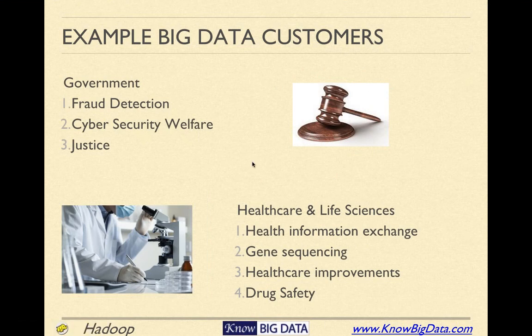Next is the government. Government can do fraud detection, cybersecurity warfare, and deliver justice. There are lots of things in government that use big data, including our Aadhaar card in India. Similarly, in healthcare and life sciences: health information exchange, gene sequencing, healthcare improvement, drug safety. Healthcare is another big sector where they are blessed. Earlier, they waited for a bigger computer to come along and figure out DNA patterns. Right now, they have already started moving their data to distributed computing and capturing all the information there. And they have started gene sequencing, healthcare improvement, and drug safety.